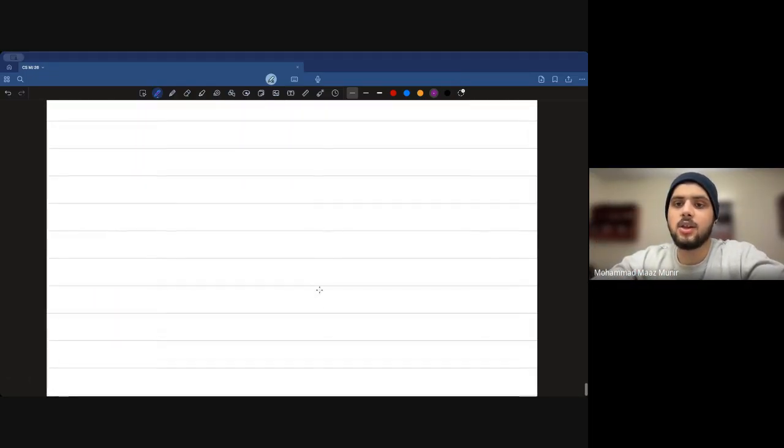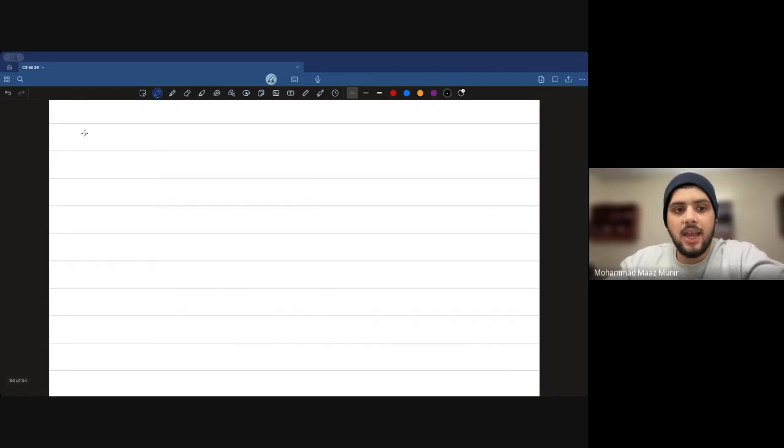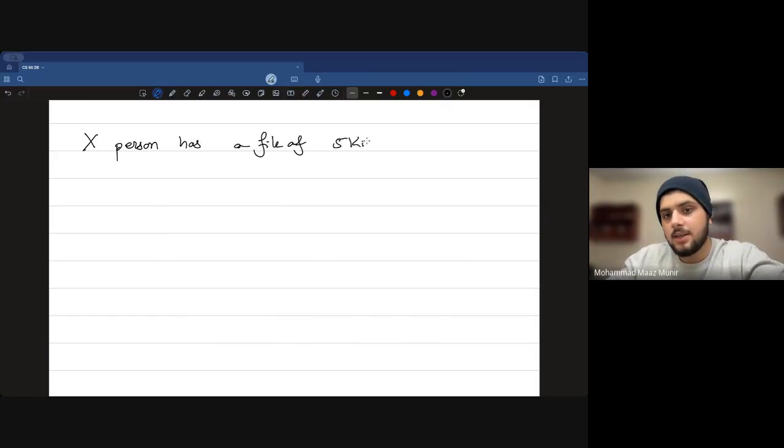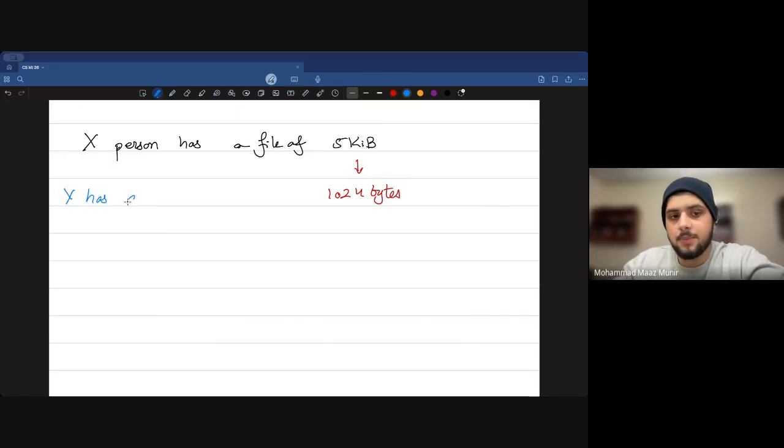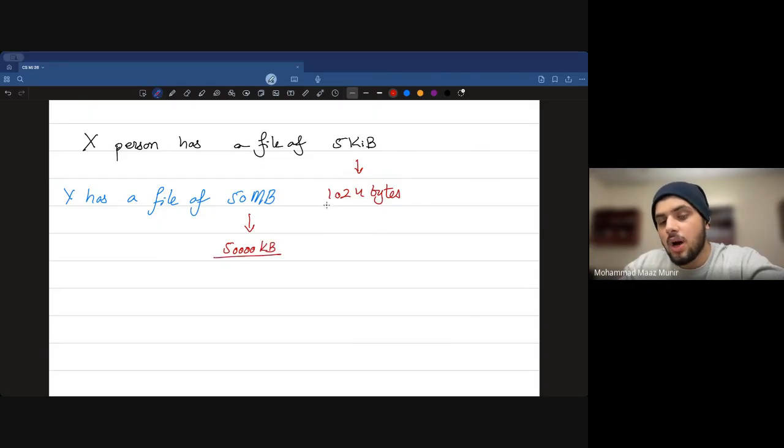Now in your exam, if they write that, let's say, person X has a file of 5 kibibytes, then you should understand that this is basically referring to 1024 bytes each. And at the same time, it says that Y has a file of 50 MB. So now it's not mebibyte, it's megabyte. So now it's basically referring to 50,000 kilobytes. So these two are really different.